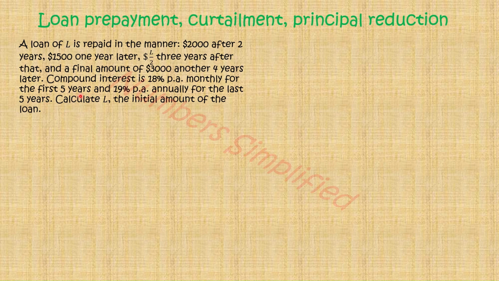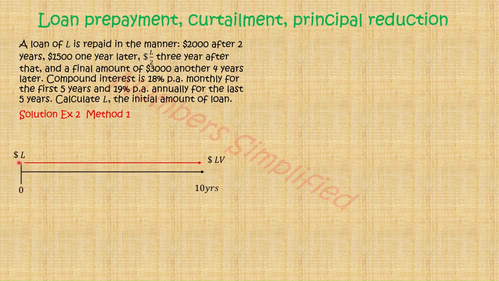first 5 years and 19% per annum annually for the last 5 years. Calculate the initial amount of the loan. We will look at method 1 for our solution. So it is important to take note of everything that we are given.